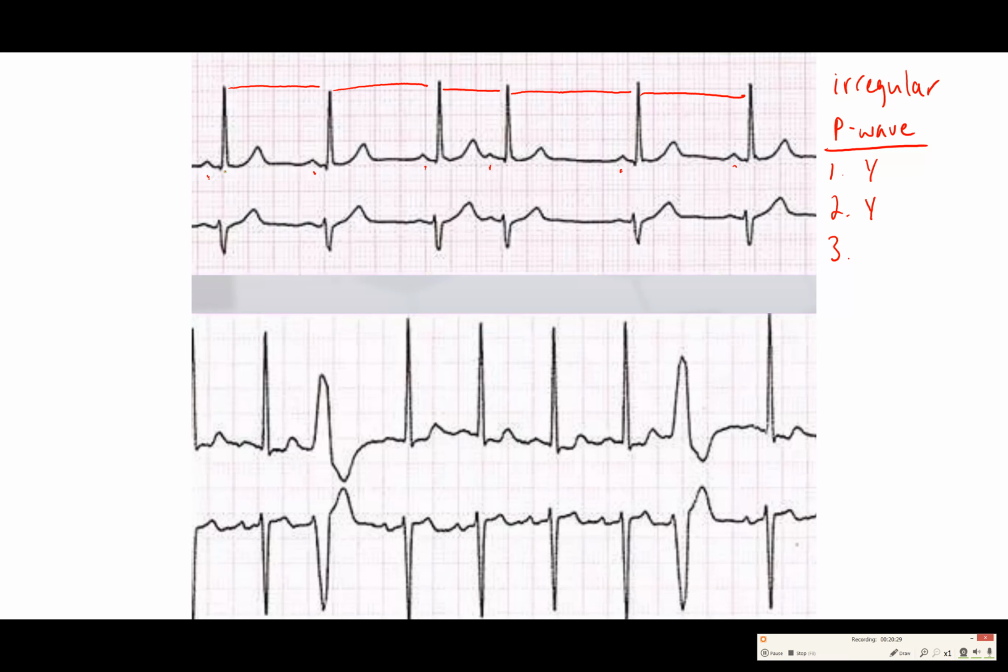So there's a P with a QRS, there's a P with a QRS, there's a P with a QRS, a P with a QRS, P with a QRS. So we would say yes, there are no lonely P waves.